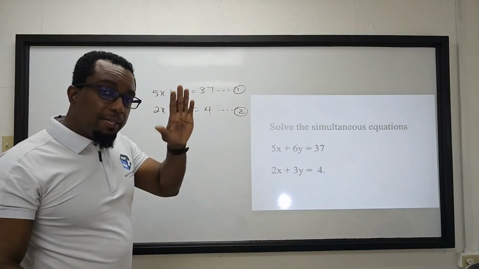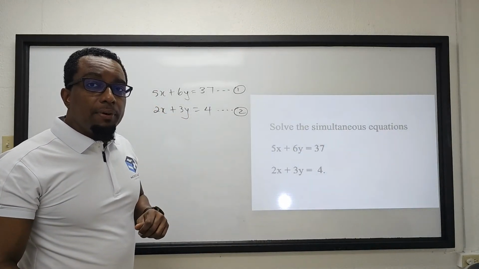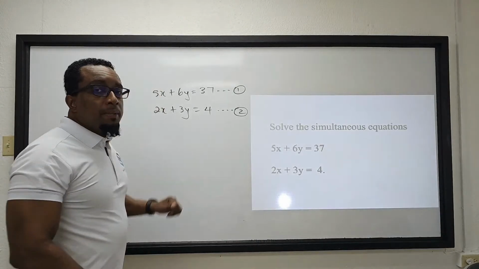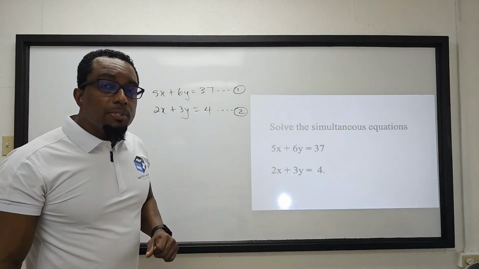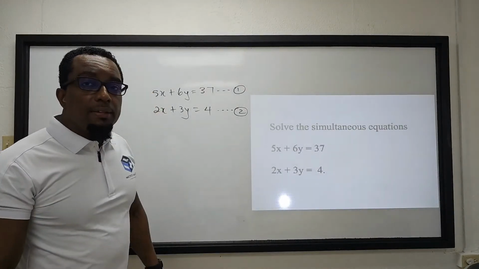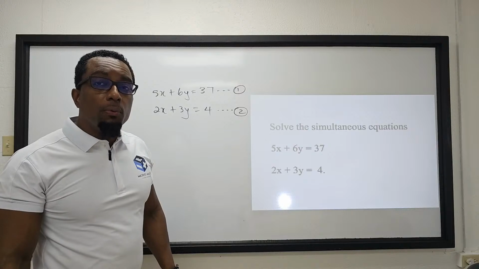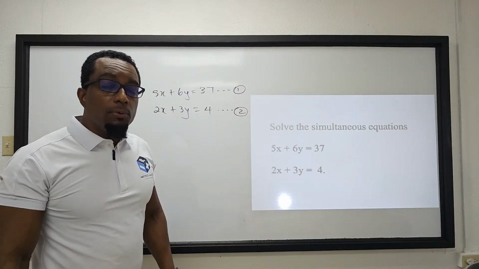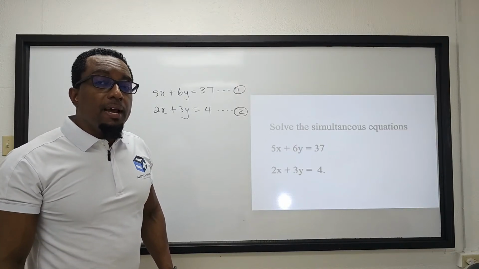In this case, whatever variable comes first, I like to eliminate that variable. So I'm going to eliminate x. So to eliminate x, I must ensure first that the numbers in front of x are the same. So they are called the coefficients of x. You want to make sure that those two numbers, or the coefficients of x, are the same.